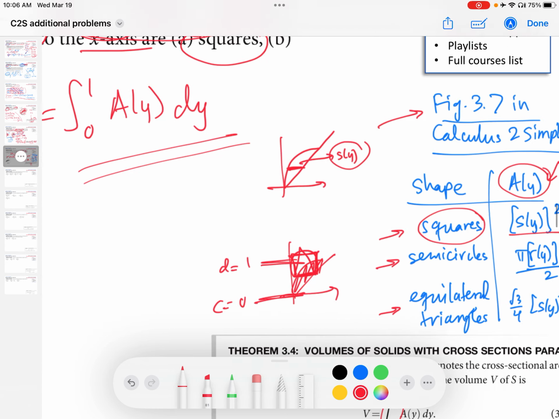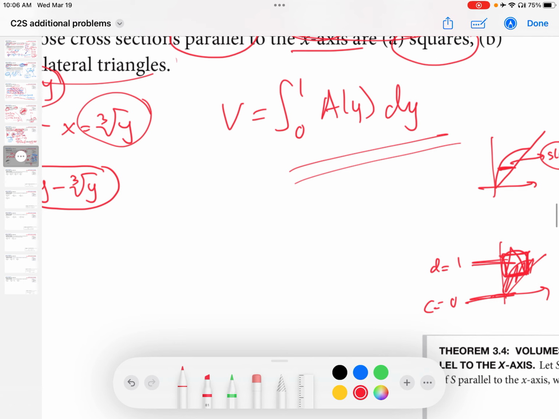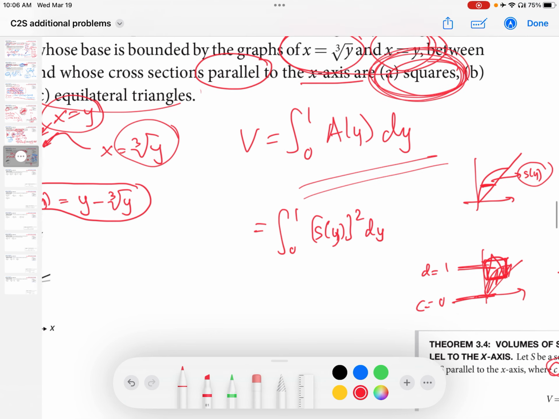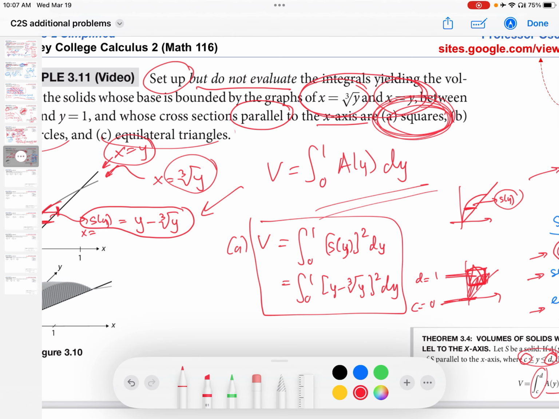I'm going to go back over here and remind you that for a square, A of y is the square of s of y. So my volume here, A of y, is the square of s of y. This is for a square, so now I'm doing part A of this problem. For part A, my volume is that, and I just found my s of y over here. So that's the integral of y minus the cube root of y, squared, dy. That's it. This problem just wanted me to set up, but not evaluate, the integral for these different volumes.